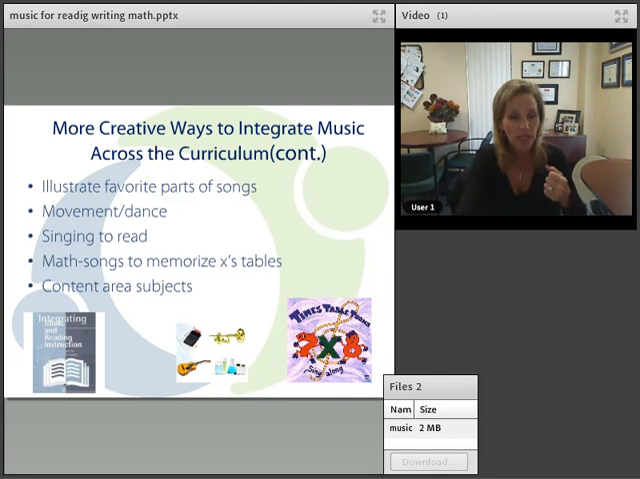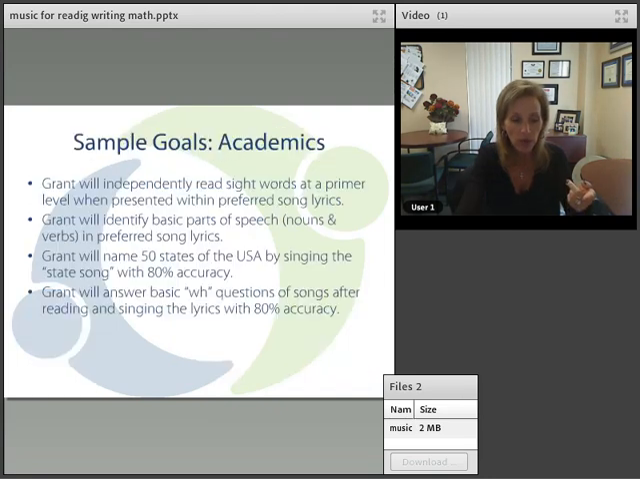Movement and dance, we've already talked about. Singing to read, these are just some examples of other ways that we can integrate music. This is one book, Integrating Music and Reading Instruction. And again, the actual reference for that book is at the end of the presentation. Another one is the one you see there, Times Table Tunes. It's all the multiplication tables, but all through songs.